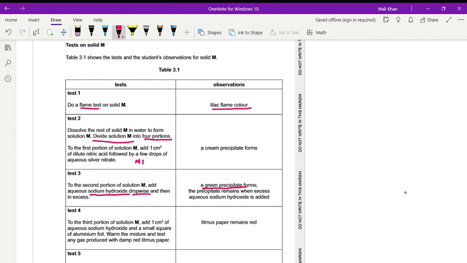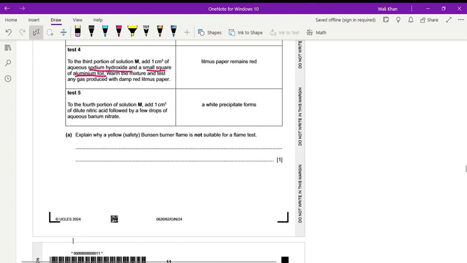To the third portion of solution M, add 1 cm³ of aqueous sodium hydroxide and a small square of aluminium foil. Warm the mixture and test any gas produced with damp red litmus paper. Litmus paper remains red. Test 5. To the fourth portion of solution M, add 1 cm³ of dilute nitric acid followed by a few drops of aqueous barium nitrate. A white precipitate forms.